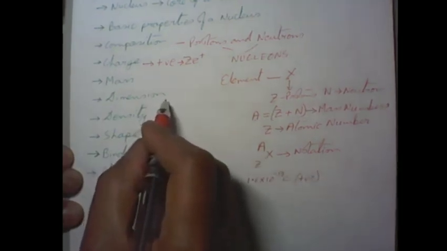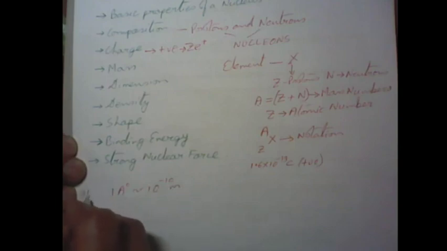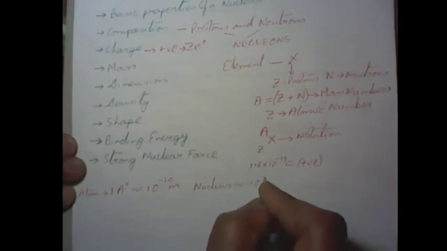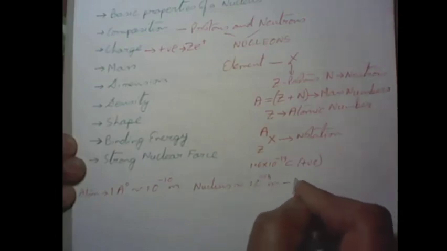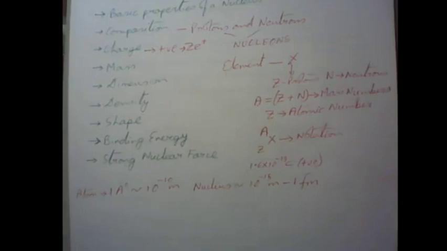Dimension, the size of the nucleus. We know the atomic dimension for the atom is around 1 angstrom. This is 10 to the power minus 10 meter. So compared to that, when we talk about the nucleus, it's much smaller. For a nucleus, the dimension is of the order of 10 to the power minus 15 meter. We call it 1 femtometer, 1 fm. So these are some of the physical properties of the nucleus we are talking about.